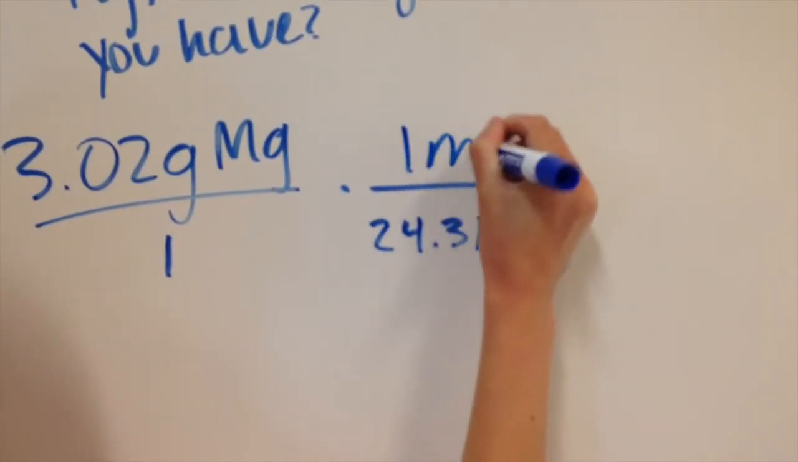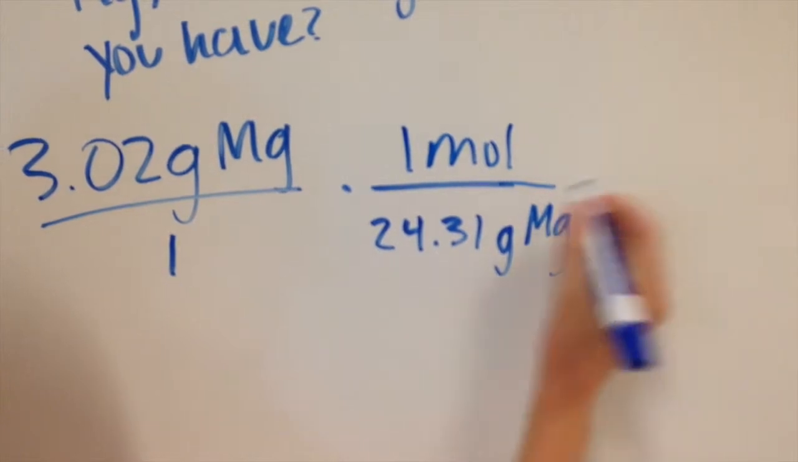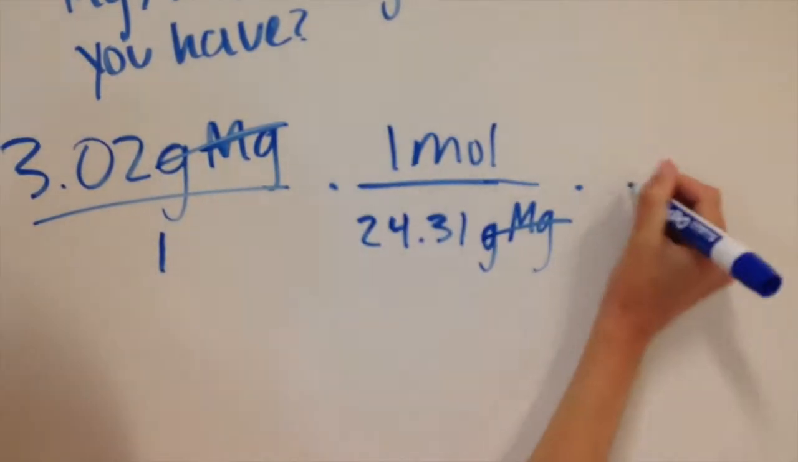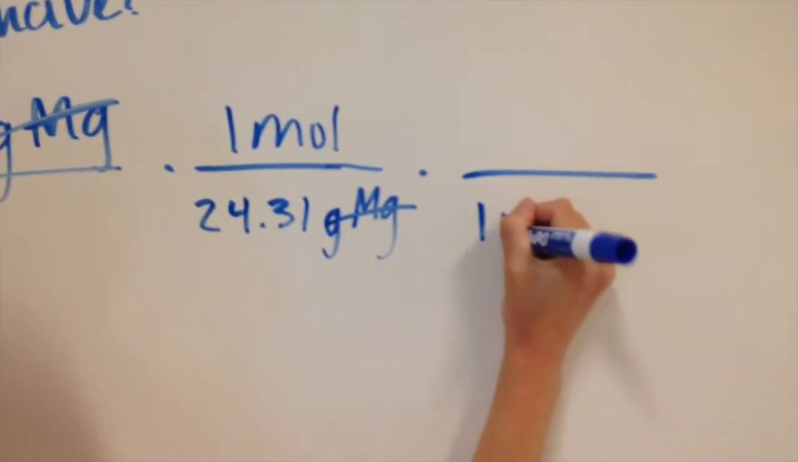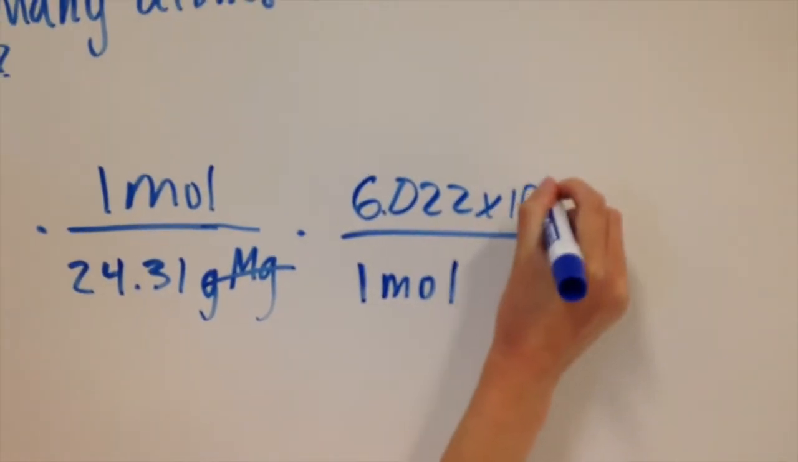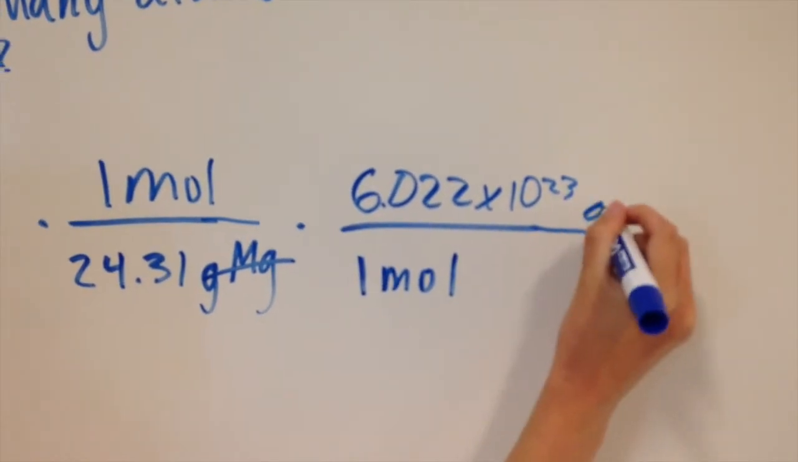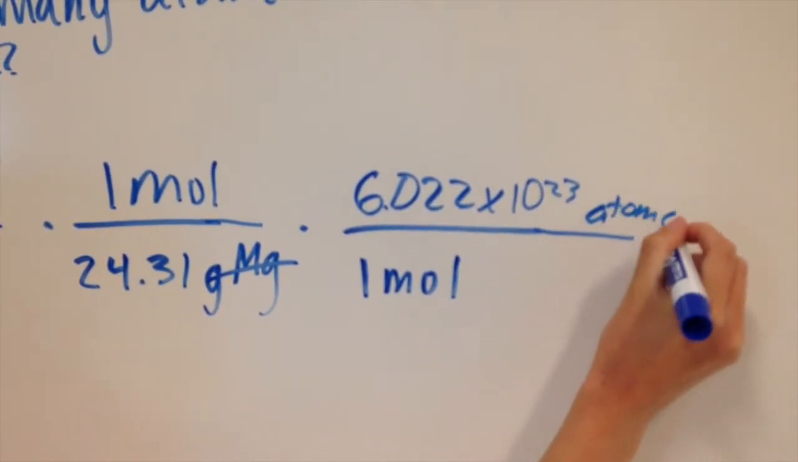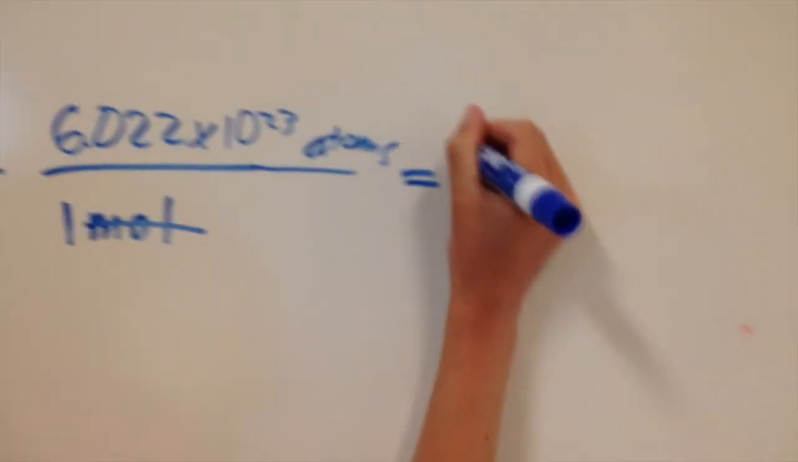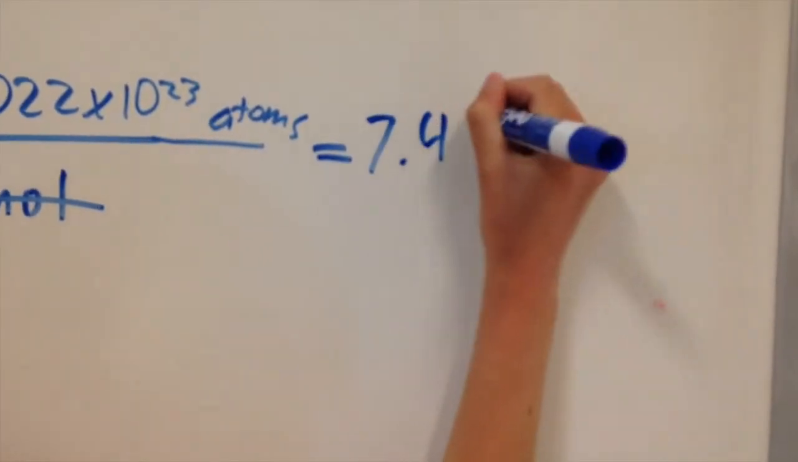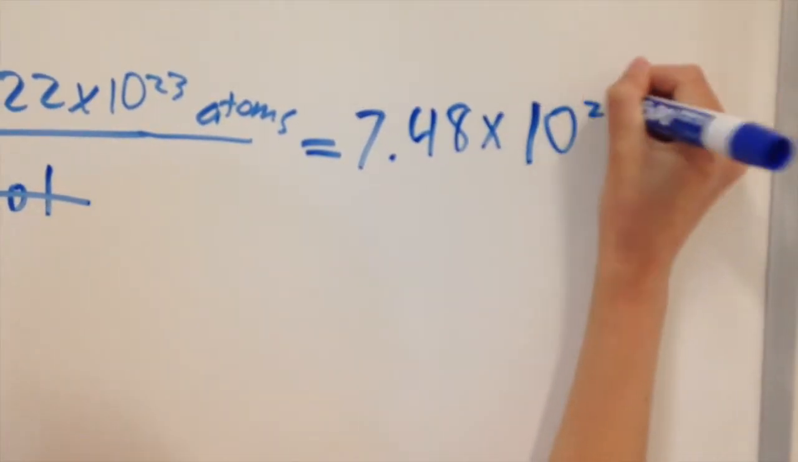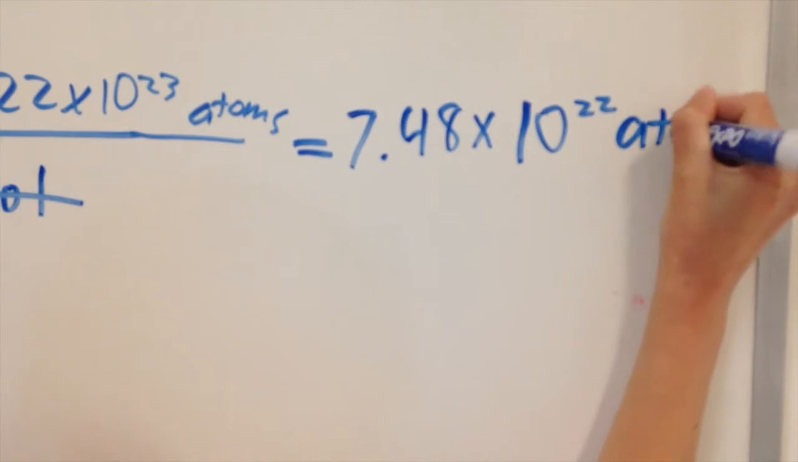We're going to put 1 mole on the top so that we can convert our magnesium to moles. And again, we're going to place 1 mole on the bottom so we can cross both moles out and place Avogadro's number on top. Now we're going to multiply all the top numbers together and divide by all the bottom numbers, and that's going to leave us with 7.48 times 10 to the 22nd atoms.